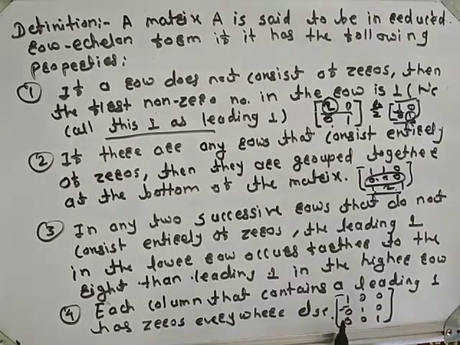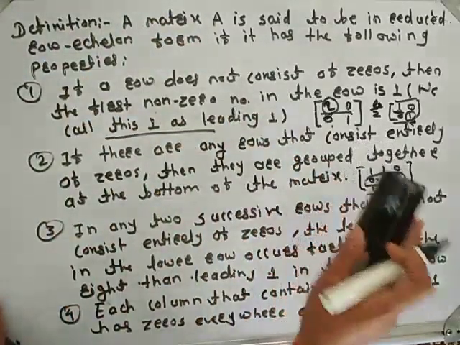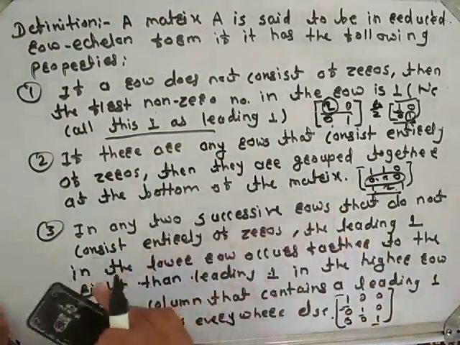See here, each column of this matrix contains a leading 1 and has zeros everywhere else. Okay, means what? The leading 1 is the only non-zero entry in that column. Okay, these are the 4 properties for reduced row echelon form. Next definition is of row echelon form.